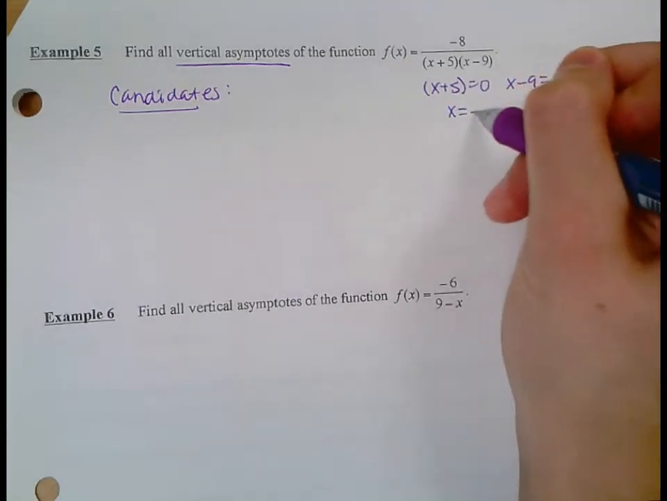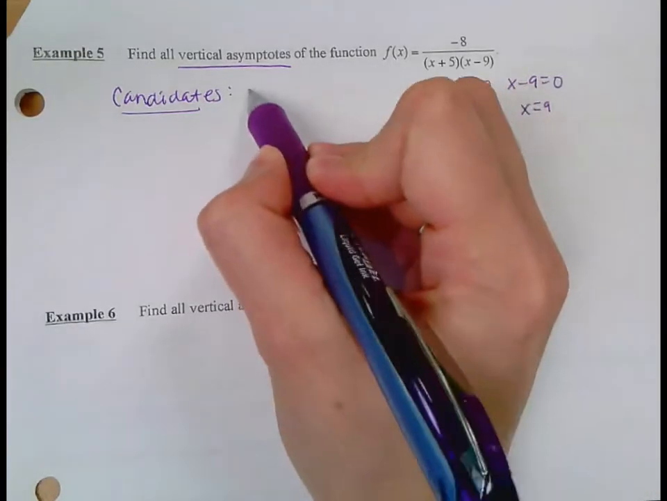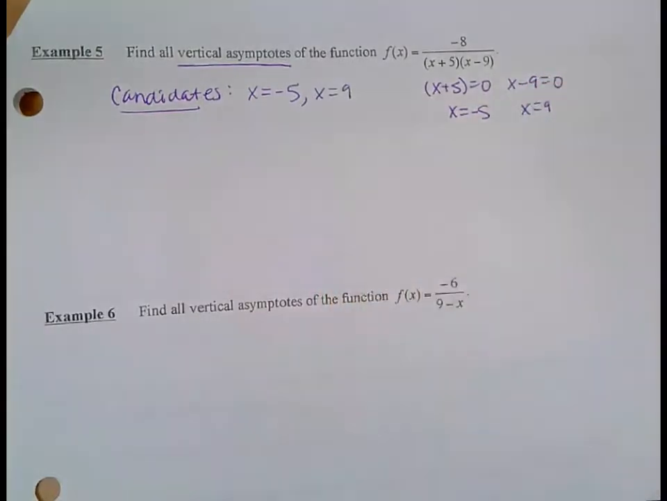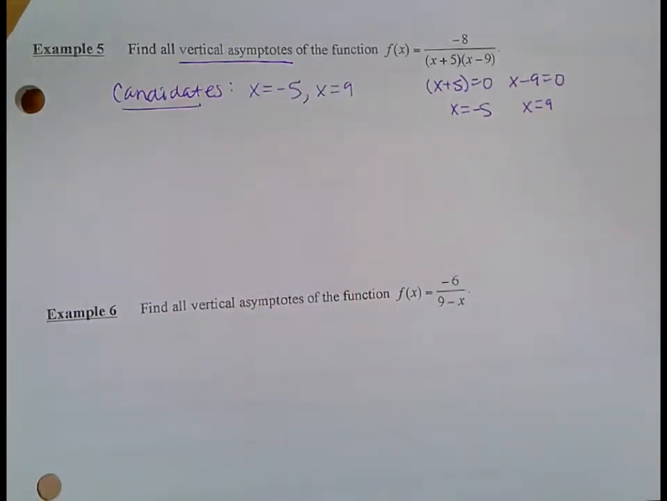So that means it's possible to have a vertical asymptote at x equals -5 as well as x equals 9. Now, that's not all you have to do. Maybe these are both vertical asymptotes, but there has to be work along with this to show whether or not they are asymptotes. This is how you show it, again, to justify your answer.